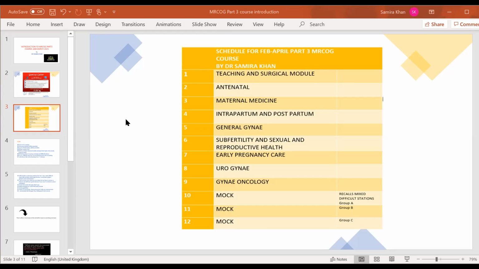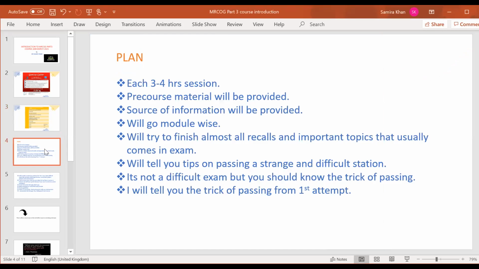So it will be something like this. We will go module wise. We'll do teaching and surgical. We'll do antenatal maternal medicine, intrapartum, then postpartum, general gynae, subfertility, and I will divide it into 2: subfertility and sexual and reproductive health, and then urogynae, early pregnancy, gynae, oncology. We will divide the modules.